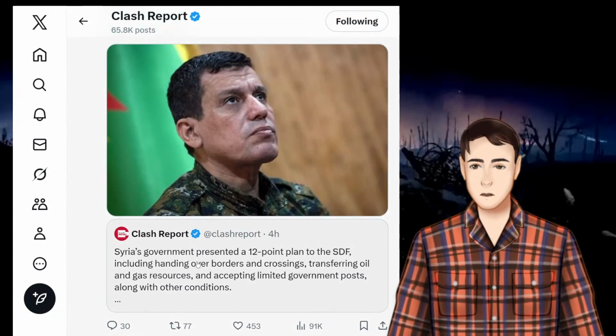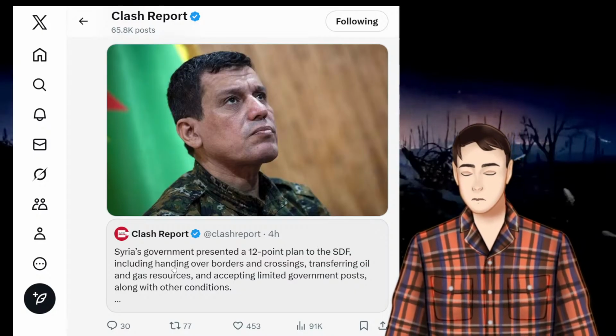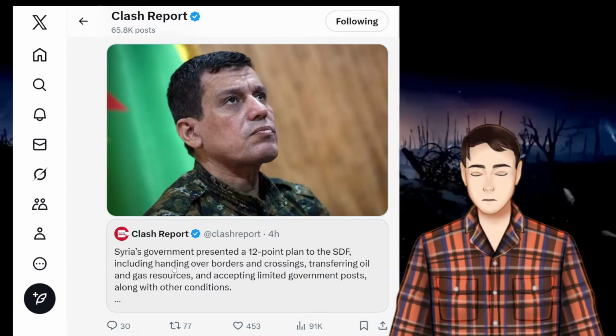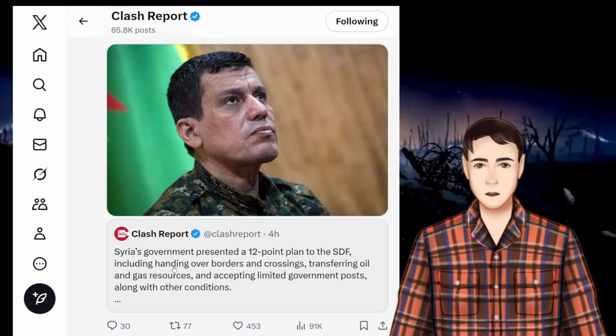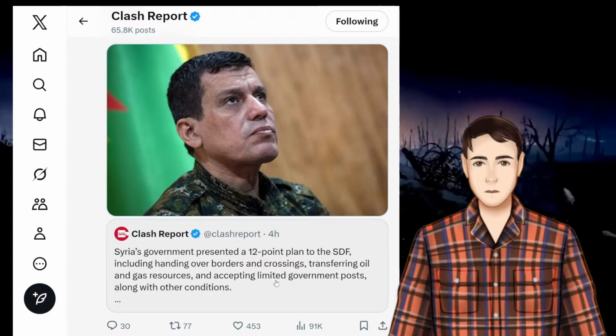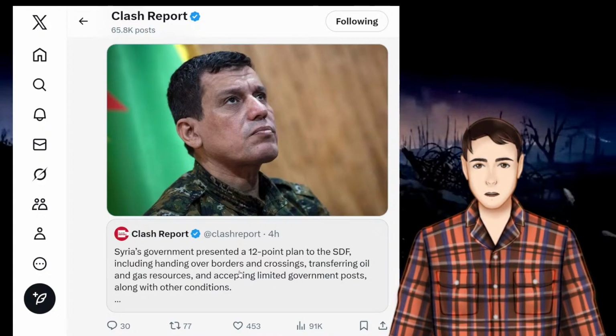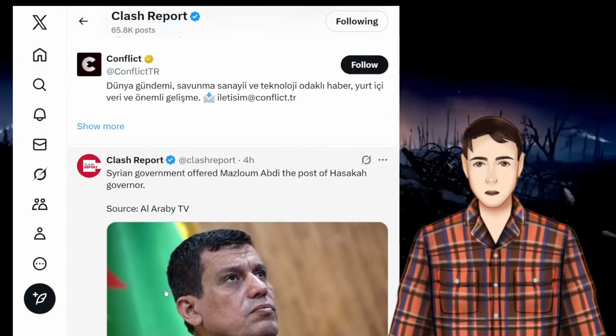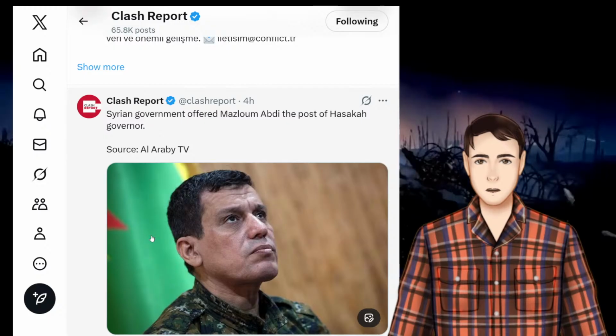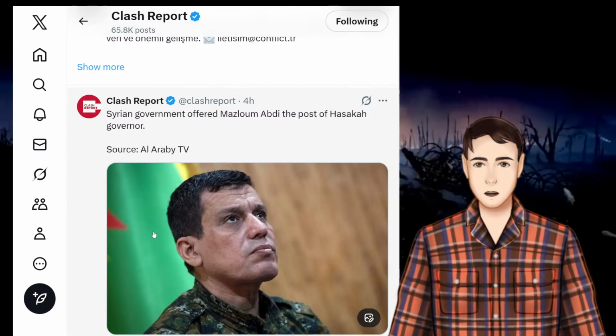Syria's government presented a 12-point plan to the SDF, including handing over borders and crossings, transferring oil and gas resources, and accepting limited government posts along with other conditions. Syrian government offered Mazloum Abdi the post of Hasakah governor. Is this guy in charge of the SDF?